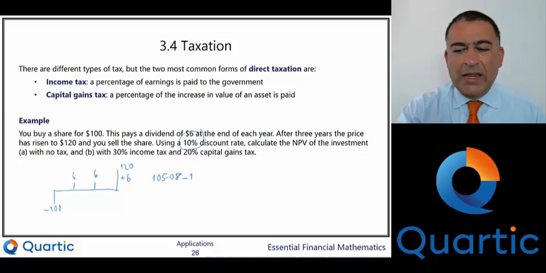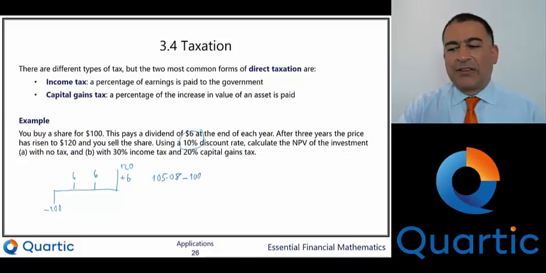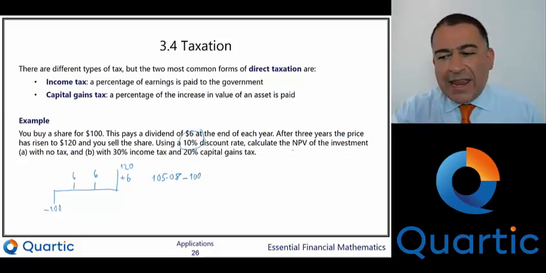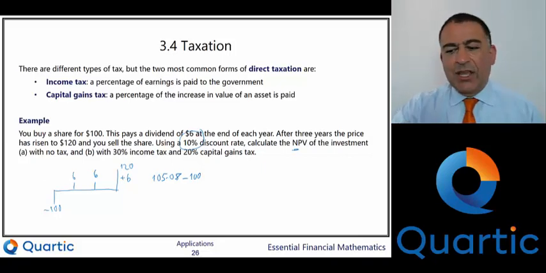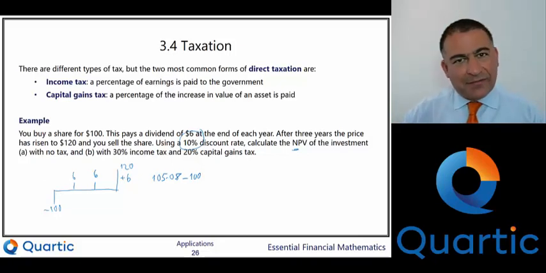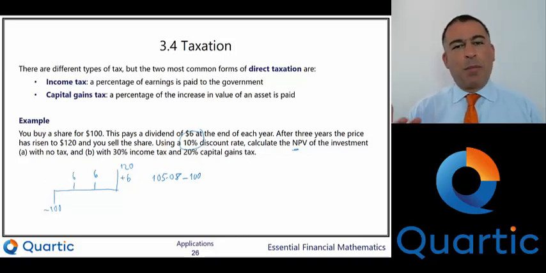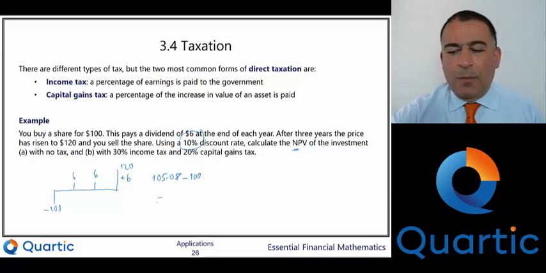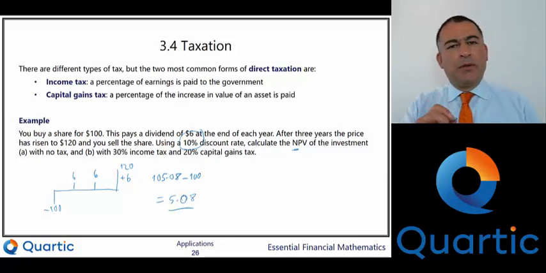You paid 100 to buy it, and so the overall net present value, if it didn't say net, you'd say, well, this investment is worth 105.08. But because it says net, you said, what's the overall benefit of this investment? Answer, you paid 100 for it, and therefore your benefit is 5.08. I want to do this in a different method to show how we can do this in one go.